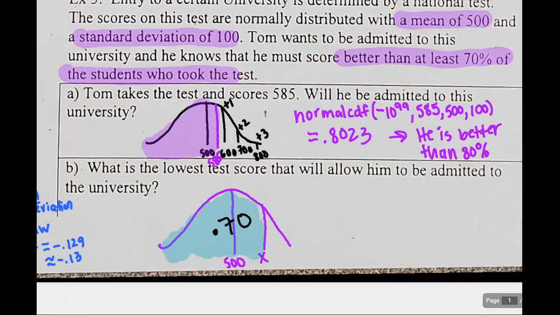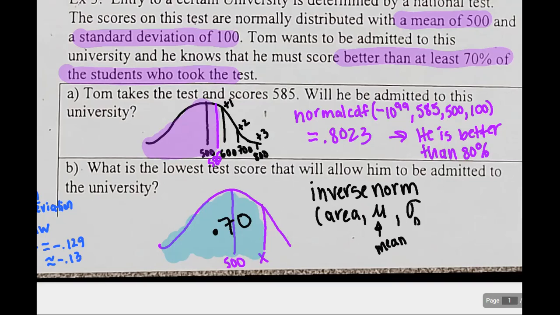So this time, I don't know the upper and lower bounds. I want to find the area. So I'm going to do inverse norm. For the inverse norm, what we're going to want is the area, then the mean, then the standard deviation. I'll just put SD for standard deviation.